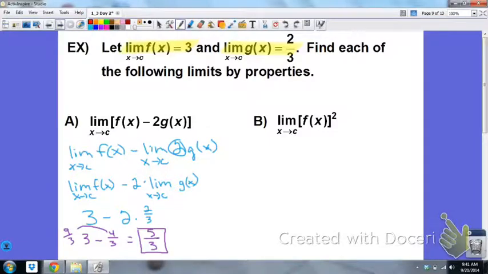Next in B, it says the limit as x approaches c of f of x squared. So all we have to do is figure out what our limit as x approaches c of f of x is and square it. It said at the beginning of the problem that our limit as x approaches c of f of x is 3. So let's take 3 and square it. So our answer is 9.